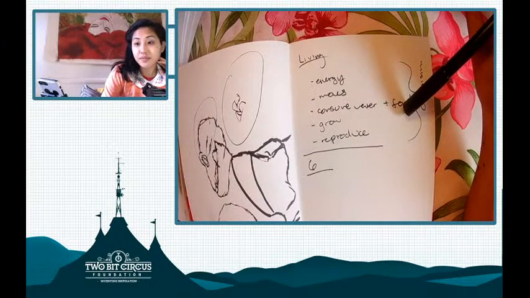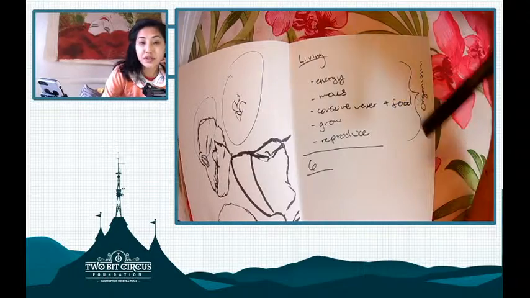Oh, I should probably change my screen so you can see my writing. Here we go. There we go. That's probably a lot easier for you.